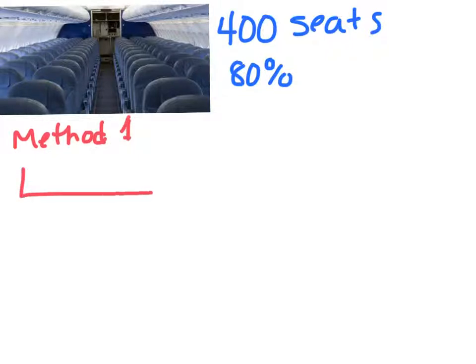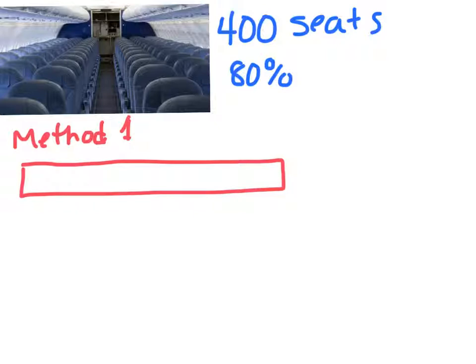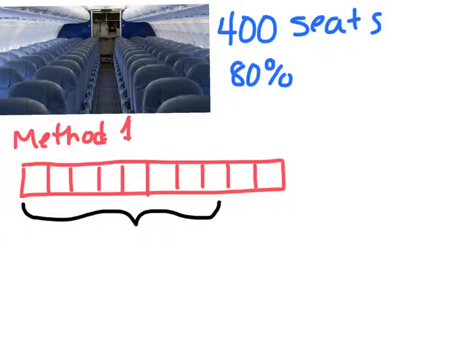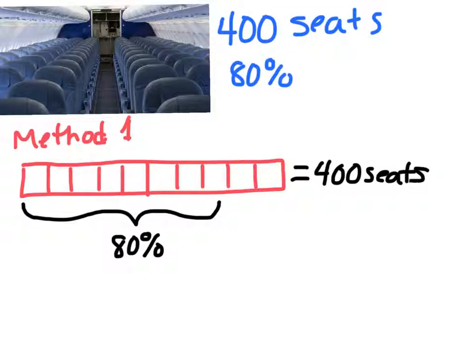So I'm going to draw a quick bar model here that I'm going to divide into 10 equal parts. I'm using 10 just to simplify, and we know that 8 of those, or 80 of those 100, is equivalent to our economy class seats. So the whole thing is equal to 400 seats, and 80% are economy class.